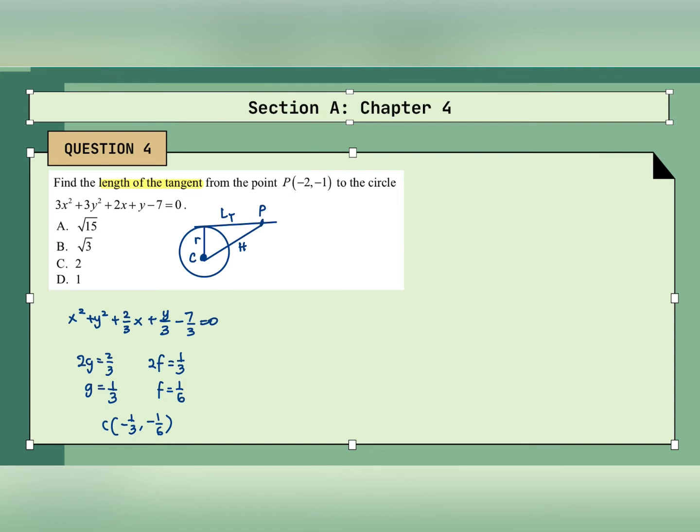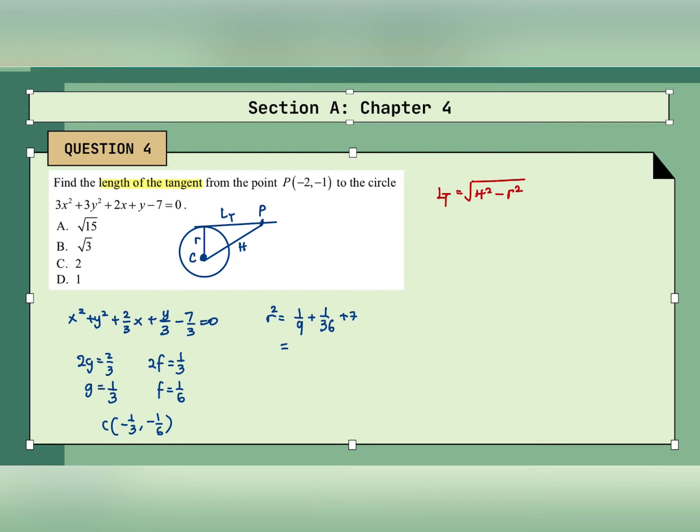Okay, now radius. R equals to G squared 1/9 plus F squared 1/36 minus C. Minus 7 akan jadi plus 7. Okay, saya terus cari R squared. Sebab apa saya gunakan R squared? Sebab nanti kita punya length of tangent itu akan sama dengan square root kepada H squared minus R squared. Okay, so berapalah jawapan dia?